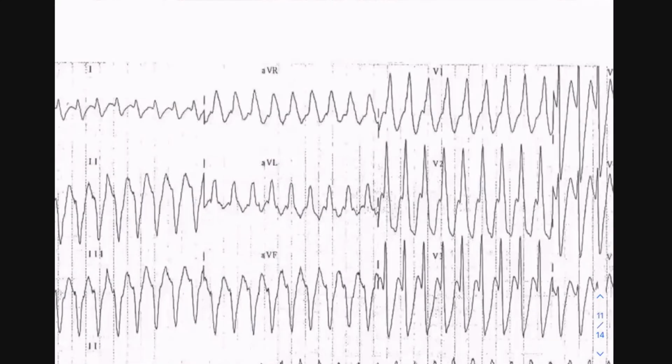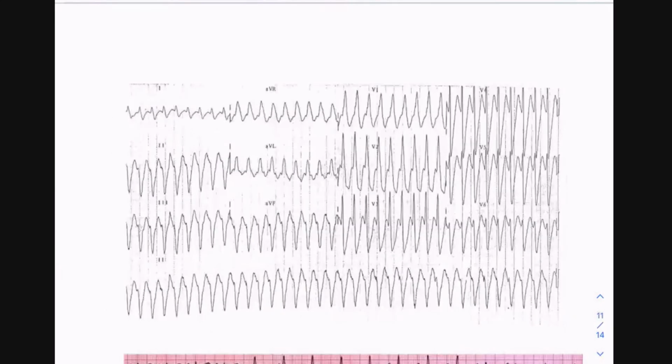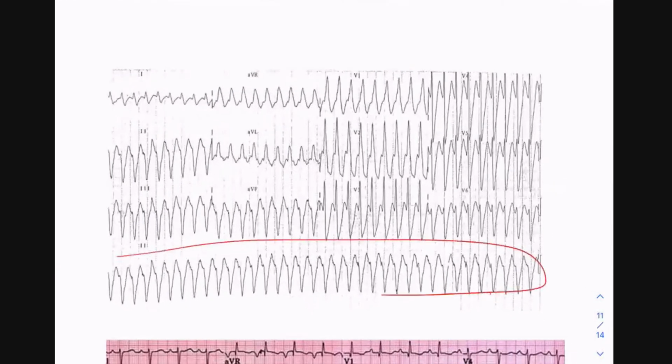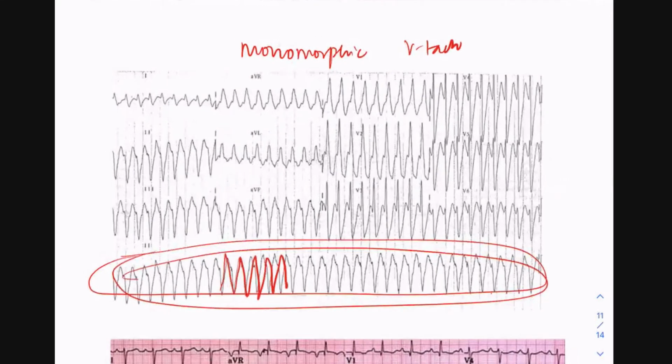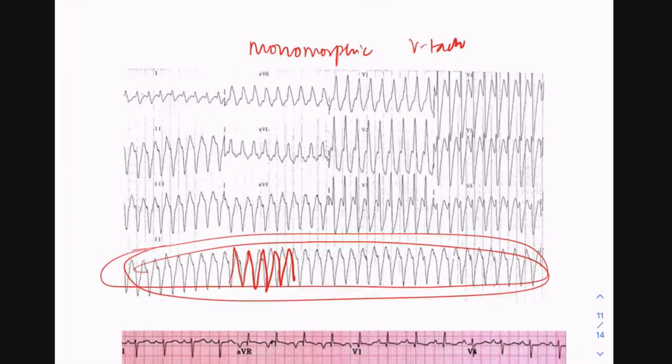So we have this beautiful EKG next, and when you see really tall, really fast heart rate, and really pretty peaks like this, this is your monomorphic VT. It's monomorphic because you can see it's the same pattern kind of repeating itself again and again. So this is monomorphic ventricular tachycardia.